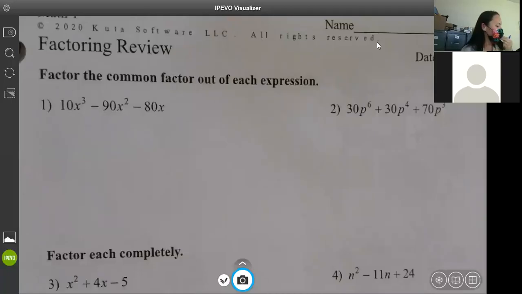We're going to go ahead and get started. Like I said, we only have about 10 questions that we're going to do, and it's all about factoring.